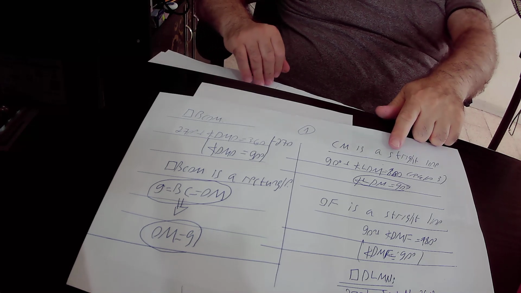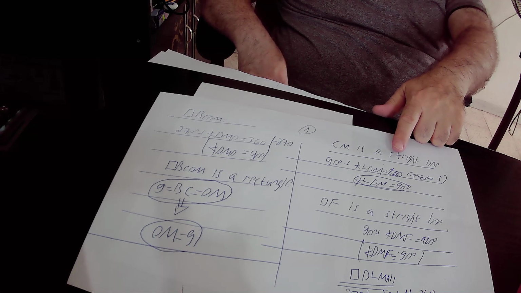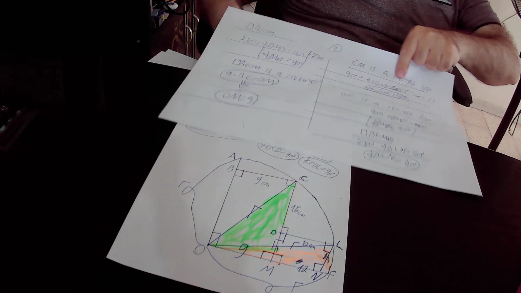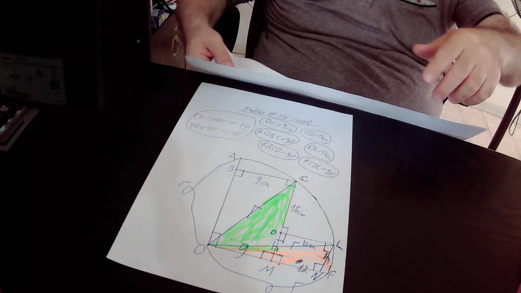Here we subtract 90 degrees from this equation and find that the missing angle LDM equals 180 degrees minus 90 degrees. It is equal to 90 degrees. So this angle equals 90 degrees.